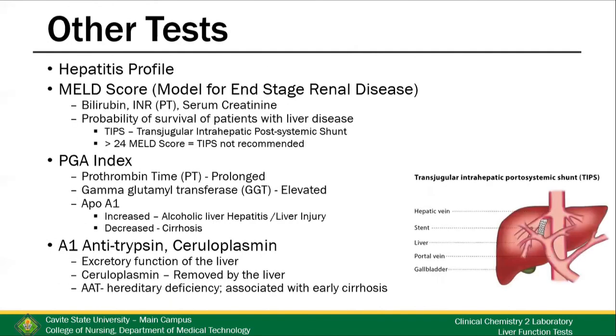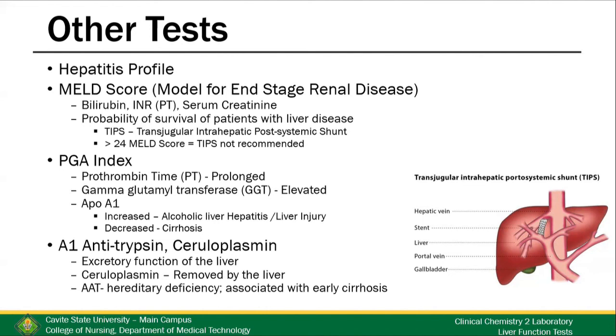So other tests include hepatitis profile and MELD score. So for the MELD score, or the model for end-stage liver disease, ang kinukuhang test ay bilirubin, PT, and serum creatinine. So the probability of survival of patients with liver disease, ginagamit po natin ito. So the TIPS, or the transjugular intrahepatic portosystemic shunt, kapag ang ating MELD score ay greater than 24, TIPS is not recommended. Okay? For the PGA index, or the PT is prolonged, the GGT is elevated, or the ApoA1 is increased in alcoholic liver hepatitis or liver injury, and decreased in cirrhosis.